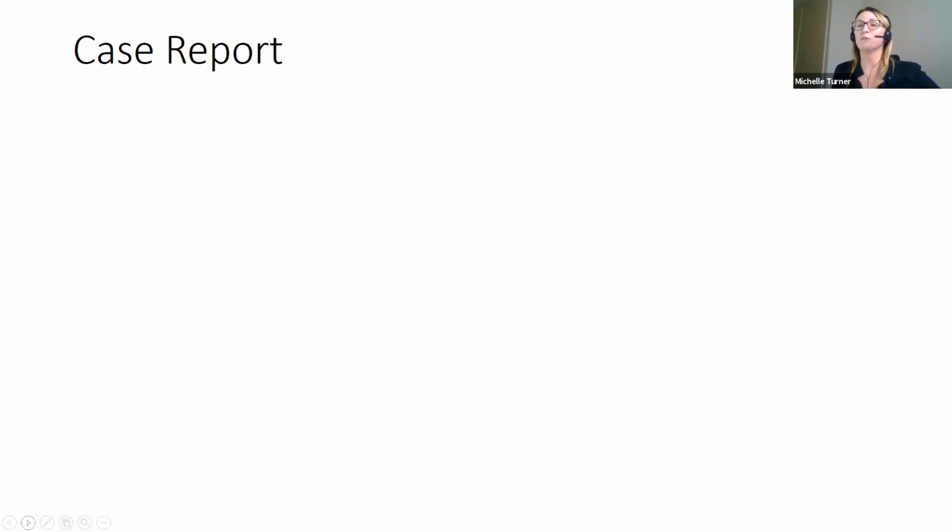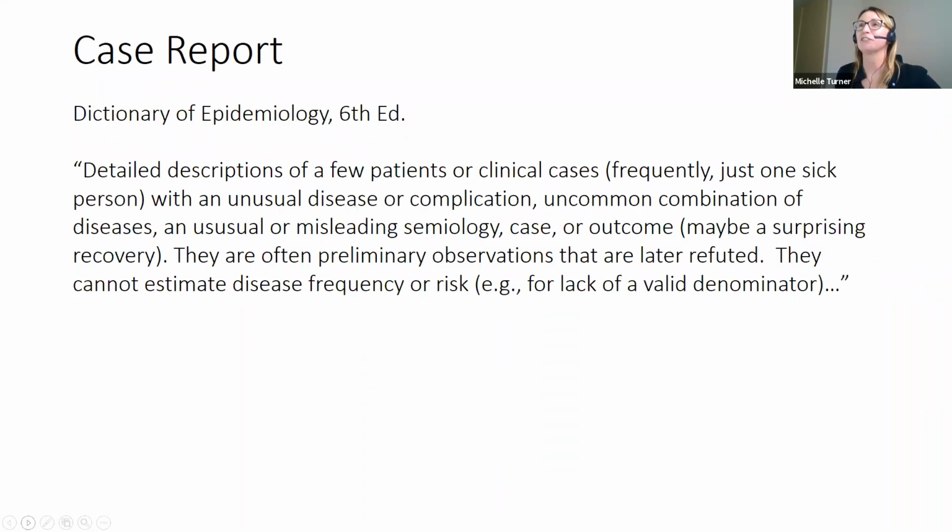So case reports. We've already heard some examples today of what a case report is. This is a definition from the Dictionary of Epidemiology. Probably many of you have a copy of this. It describes case reports as detailed descriptions of a few patients, usually just one patient, usually with an unusual disease, an uncommon combination of diseases, or an unusual case or outcome. The definition later says that they are often preliminary observations that are later refuted, and they cannot estimate disease frequency or risk because we don't have a valid denominator. We only have that case person.